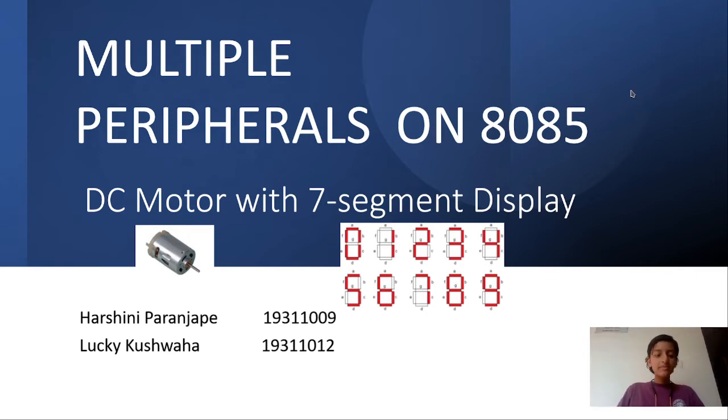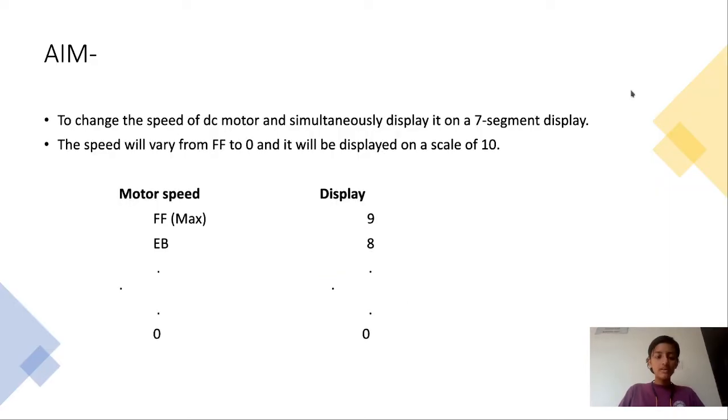The goal of this experiment is to use multiple peripherals with an 8085 microprocessor. Here we have used a 7-segment LED display and a DC motor and controlled them using an 8085 microprocessor kit. So the aim of this experiment is to change the speed of the DC motor and simultaneously display it on a 7-segment display, and the speed will vary from FF to 0 and it will be displayed on a scale of 10 as shown over here.